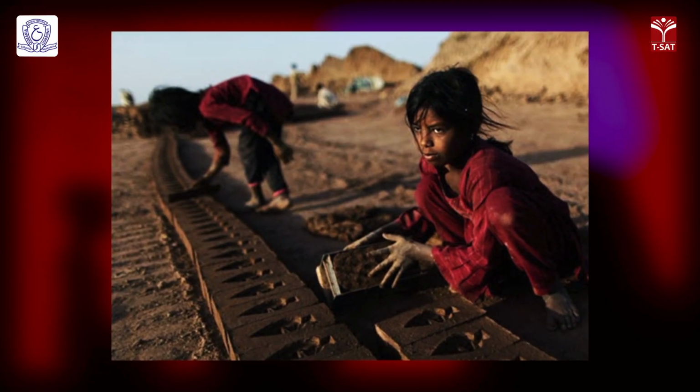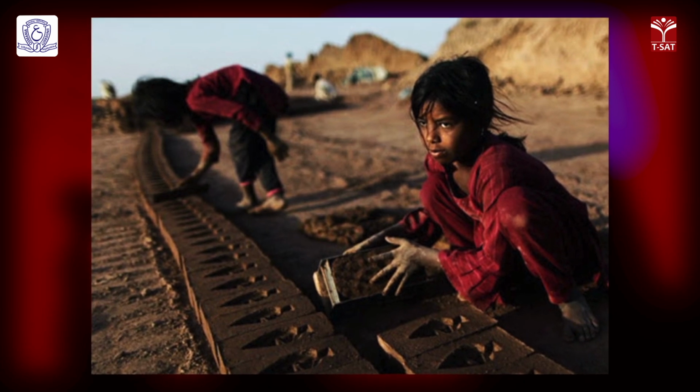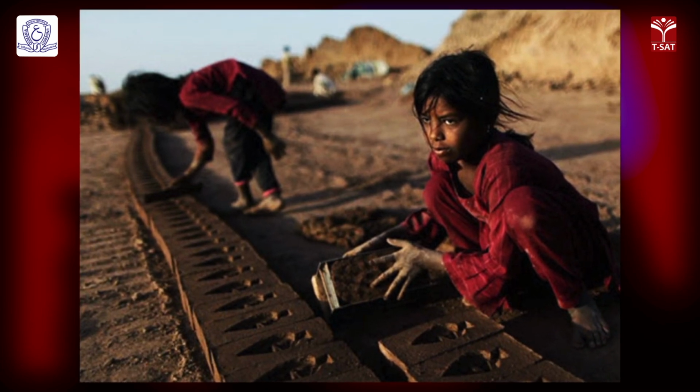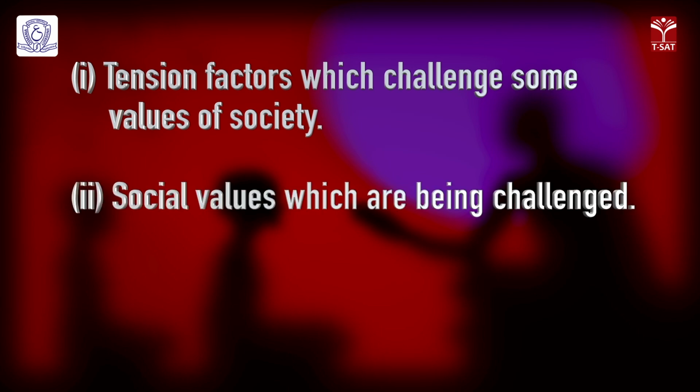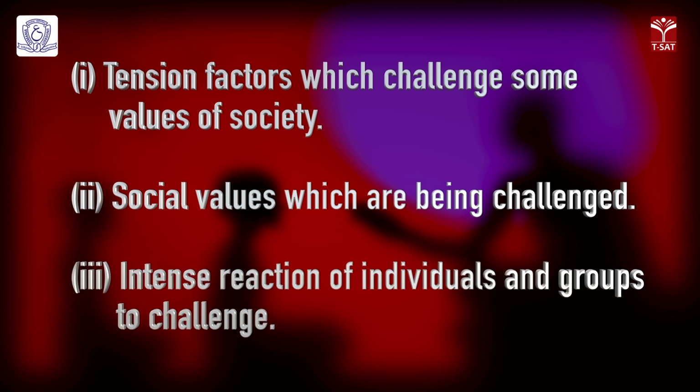Now, the nature of social problems. The social problem is connected to the majority of the members of society. According to Bernard, the repressive and tense condition consequent of social problems may involve three types of elements. First, tension factors which challenge some values of society. Second, social values which are being challenged. And third, intense reaction of individuals and groups to the challenge.